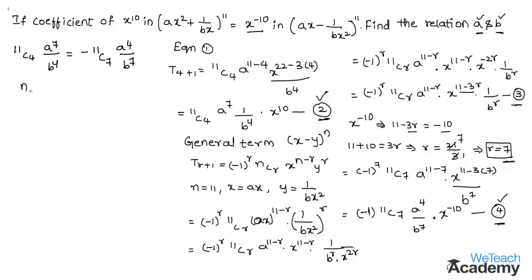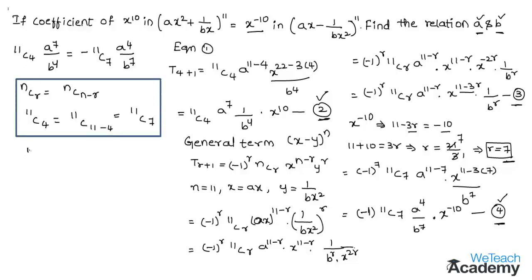Now let us recall the formula nCr is equal to nC n minus r. So we have the binomial coefficients as 11c4. So writing this in the form of nC n minus r, we get 11c 11 minus 4, which is nothing but 11c7. So let us replace 11c4 with 11c7. We get here 11c7 into a power 7 divided by b power 4 is equal to minus 11c7 into a power 4 divided by b power 7. So on both sides 11c7 get cancelled. And now let us cancel a power 4 on both sides. In the left hand side a cube remains, and similarly by cancelling b power 4 on both sides, b cube remains on the right hand side.